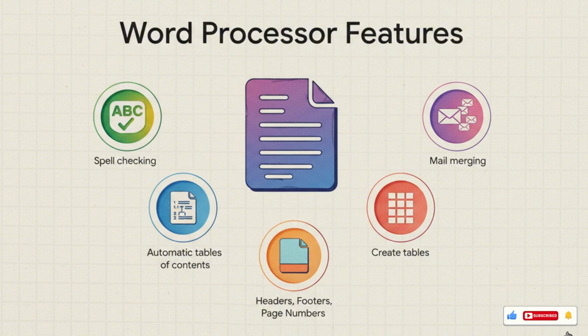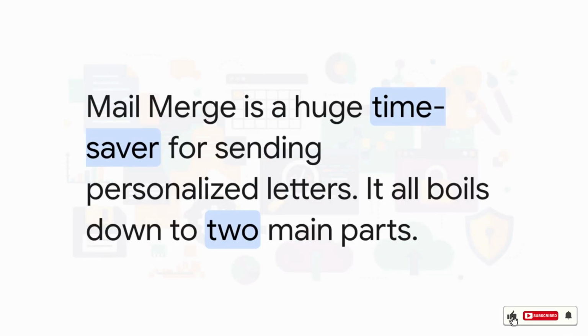A good word processor can check your spelling and grammar, it can automatically build a perfect table of contents for a long report, and it can add page numbers in a snap. It can even do this thing called mail merging for sending out personalized letters to lots of people. Okay, mail merge might sound a little technical, but don't worry, the idea is actually super simple.